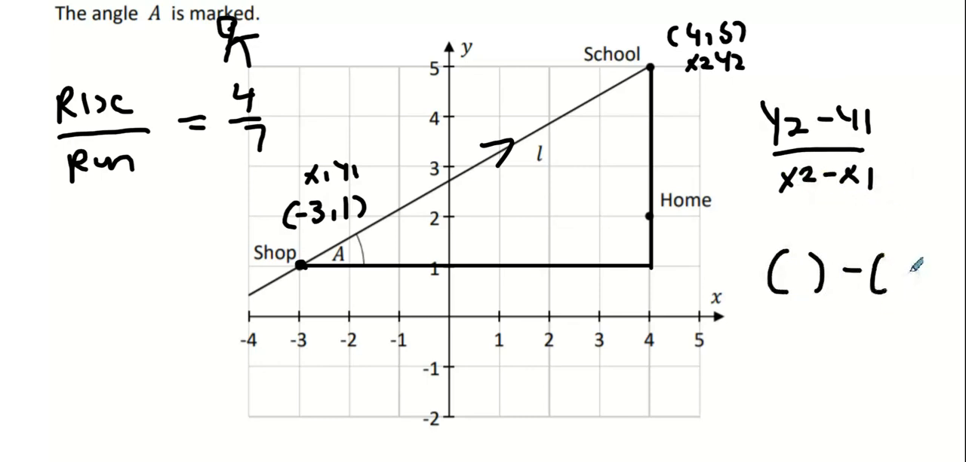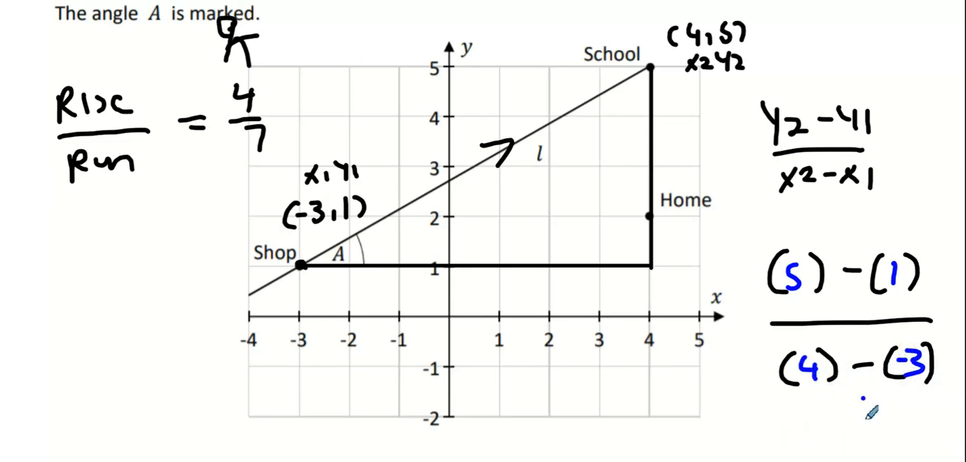I do it like this using open brackets, like so. Then you put in your numbers. So you go y2, 5, take away 1, which is your y1, and then on the bottom it's 4 minus minus 3, which is 4 plus 3. So basically you're going to get 4 over 7 anyway.